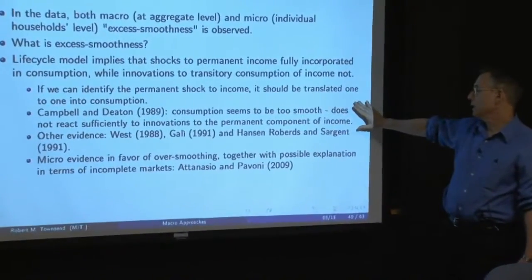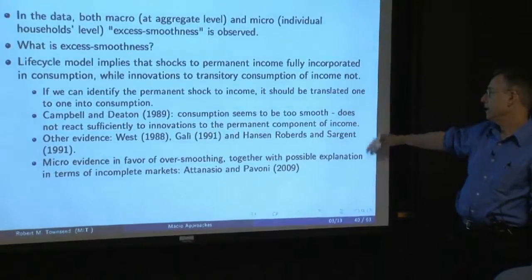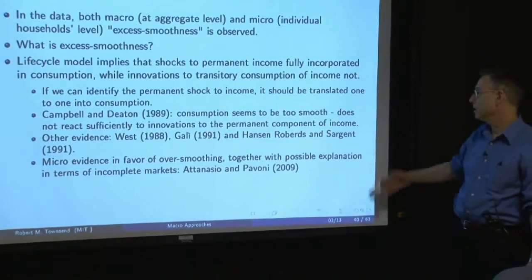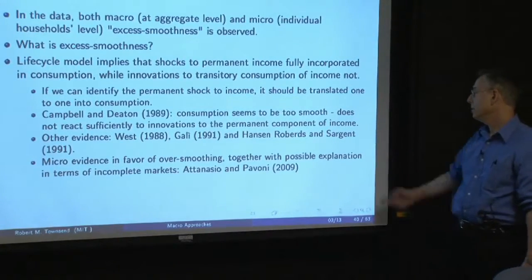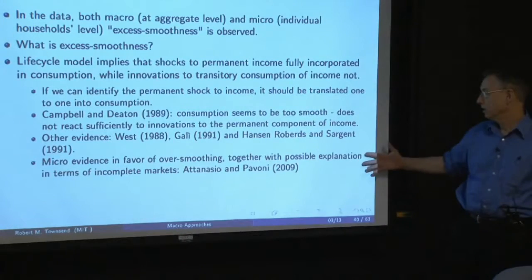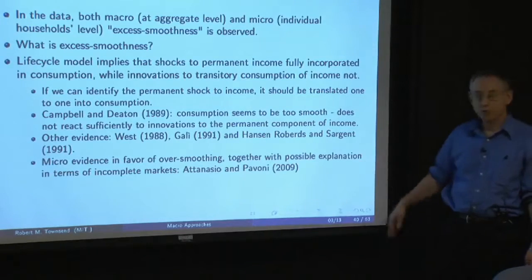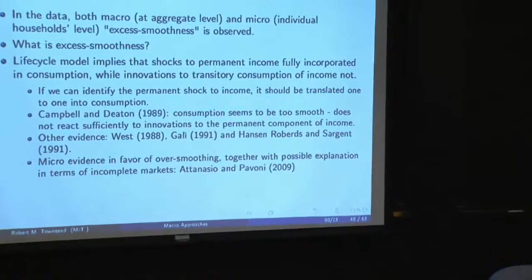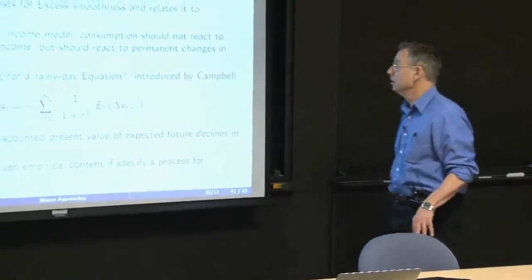But when they go and look at the data, they say, hey, consumption is too smooth. It doesn't react to innovations in the permanent component of income, and other people have found something similar. And we're inching forward to models where we're going to need to modify the models. We're going to have to introduce something else like private information. And more on that in a second.